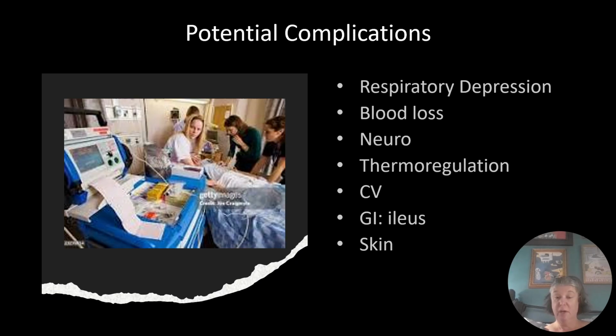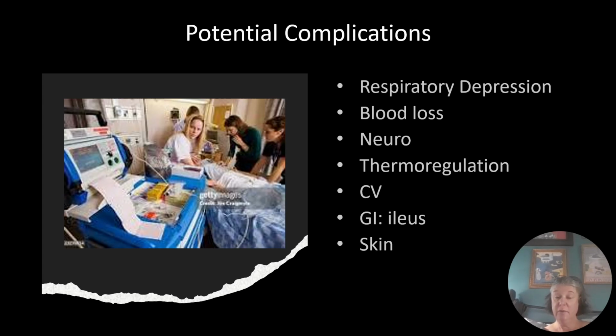Complications post-op, respiratory depression, probably our biggest one, right? Blood loss. You know, even after we've rolled our person out of the OR, blood loss is still a possibility. So we need to make sure there's no signs and symptoms of active bleed, and are those vitals indicating to me that my person might be hypovolemic, right?